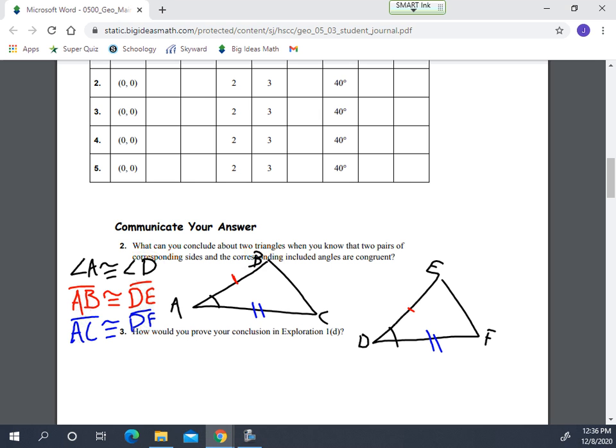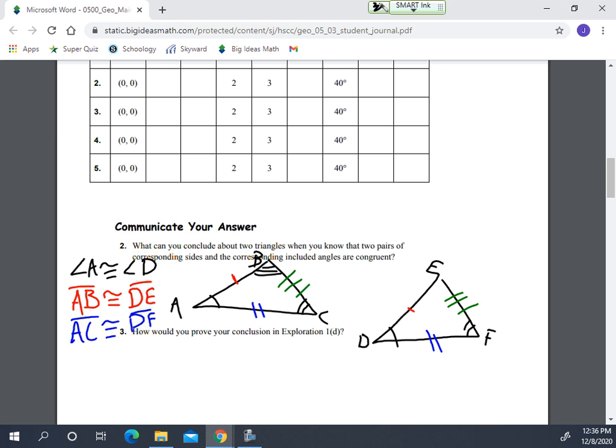Okay, that's what question 2 is asking. What can you conclude about two triangles when you know that two pairs of corresponding sides and the corresponding included angles are congruent? The included angle is in between those two congruent sides. Well, if we know that we have two side lengths and an angle that will not change, no matter what, this last green side has to be congruent. It has to be. And these angles have to be the same.